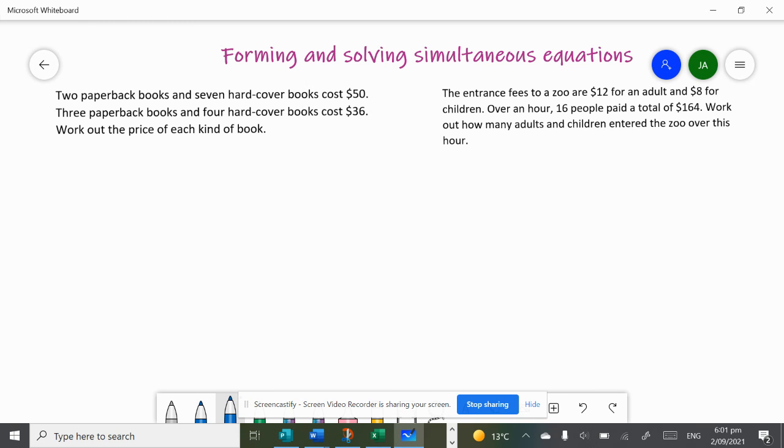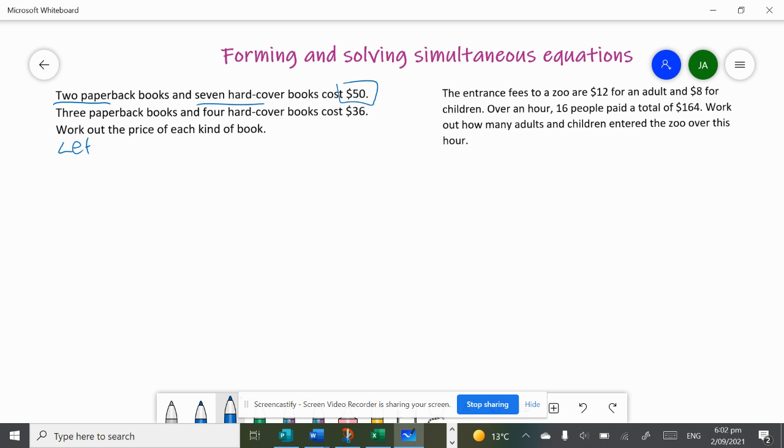Here we're looking at forming and solving simultaneous equations. So there'll be two variables and probably two equations as well. Here we're looking at a cost of $50, and that's for 2 paperback and 7 hardcover books. So that means the variables must stand for the cost of paperback books and hardcover.